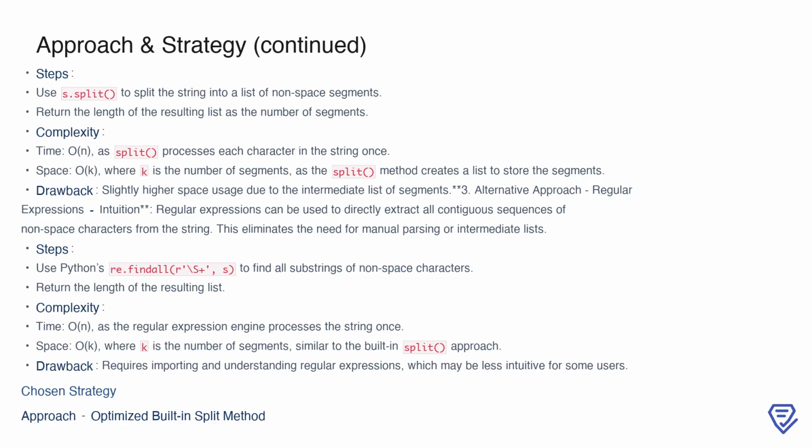The time complexity remains O(n), as each character in the string is processed exactly once by the split method. However, the space complexity increases to O(K), where K is the number of segments, because the method creates an intermediate list to store the segments. While this approach is more concise and easier to implement compared to the brute force method, the additional memory usage may be a minor trade-off.